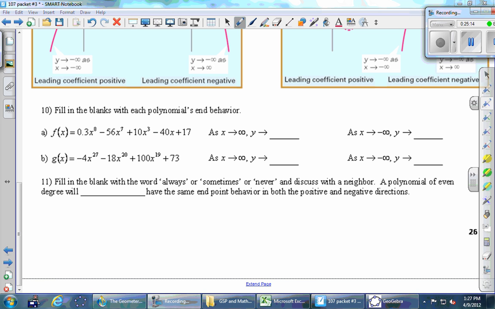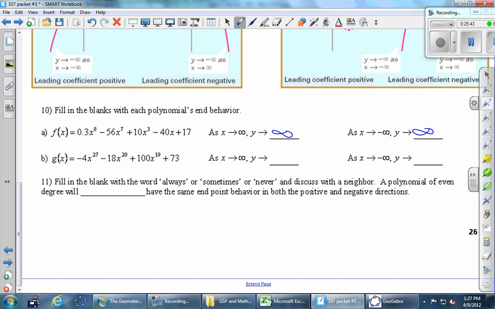Okay, let's come on back together. For part A, even or odd degree? Even, at 8. Is it a positive or a negative coefficient? Positive. So I'm thinking of like a positive x squared, which I know goes up on both sides. Up on both sides means infinity.